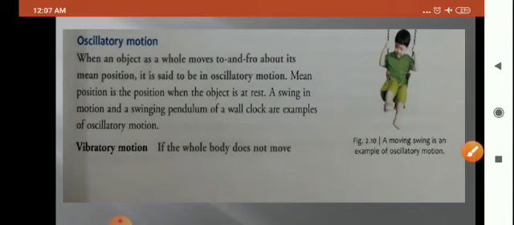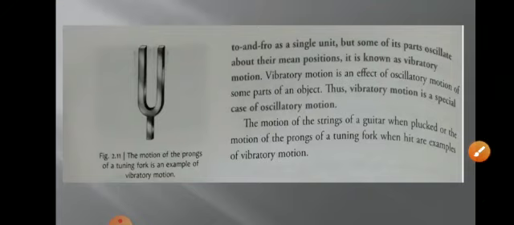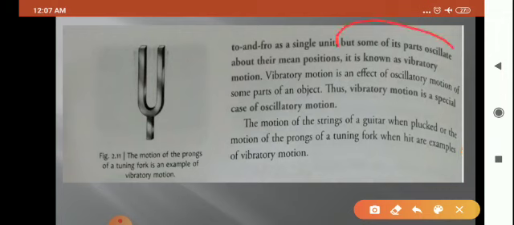Okay, children. Now, vibratory motion. If the body does not move to and fro as a single unit, but some parts of the body oscillate about their mean position, it is known as vibratory motion. Now children, in vibratory motion, the whole body does not move, only some part of the body moves. Now this I will explain to you through an example.